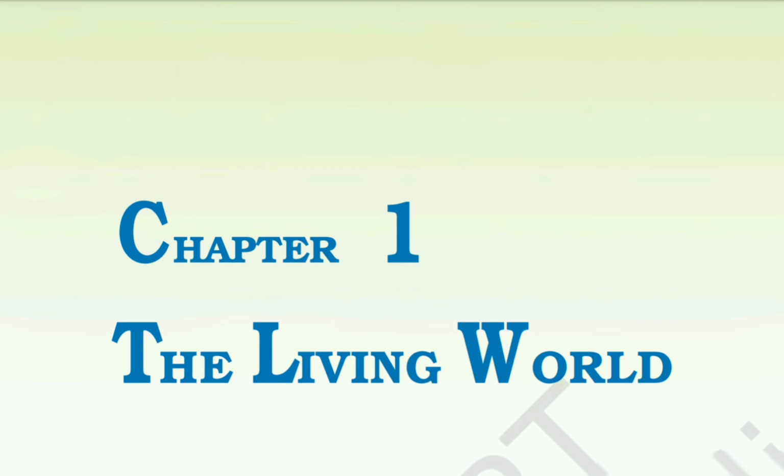In the following chapters of this unit, you will get a description, including classification, of animals and plants from a taxonomist's perspective. This unit includes Chapter 1, The Living World, Chapter 2, Biological Classification, Chapter 3, Plant Kingdom, Chapter 4, Animal Kingdom.